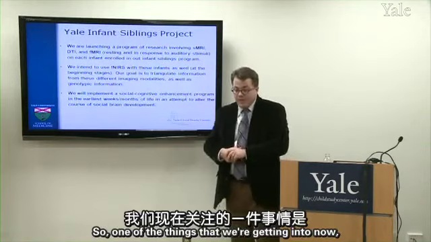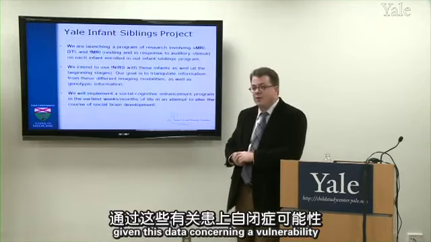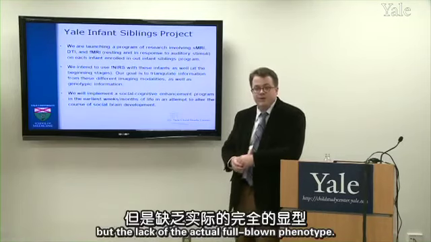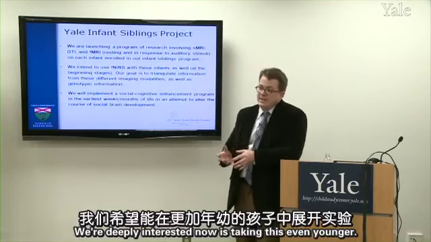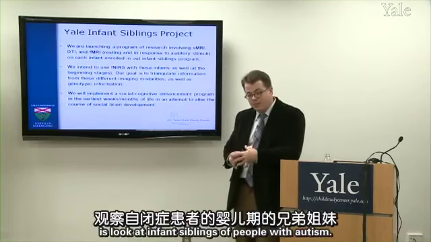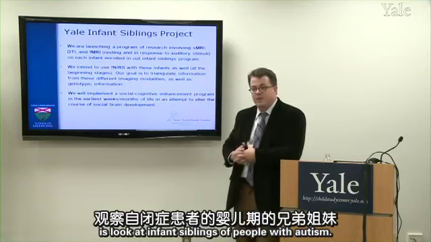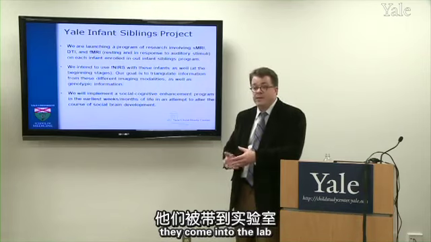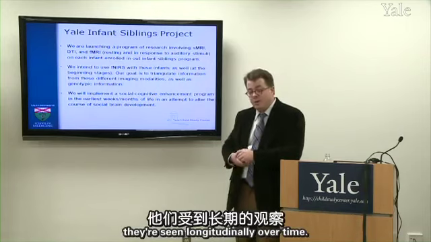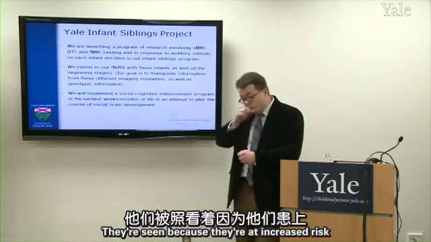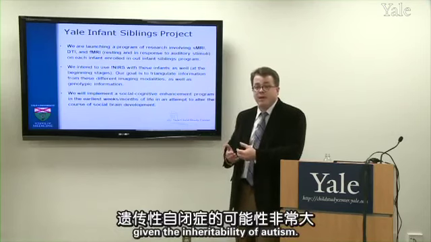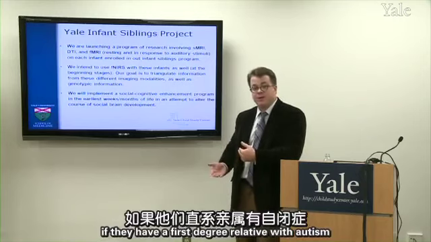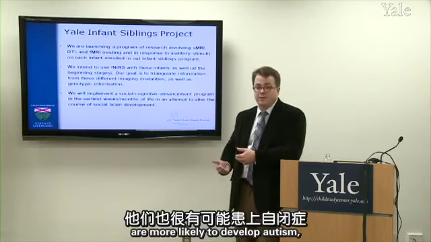So one of the things that we're getting into now, given this data concerning a vulnerability for developing autism, but the lack of the actual full-blown phenotype, is that we're deeply interested in taking this even younger. So what we want to do now is look at infant siblings of people with autism. These are kids that are newborns, they come into the lab and they're seen longitudinally over time, and they're seen because they're at increased risk given the heritability of autism. So it runs in families. We know that these individuals, if they have a first-degree relative with autism, are more likely to develop autism.